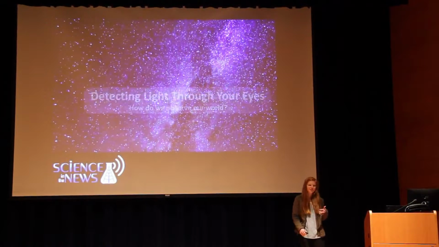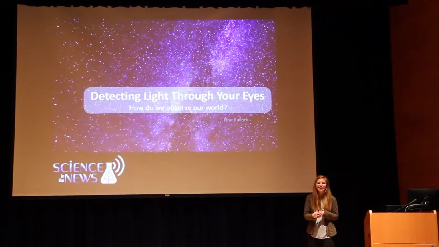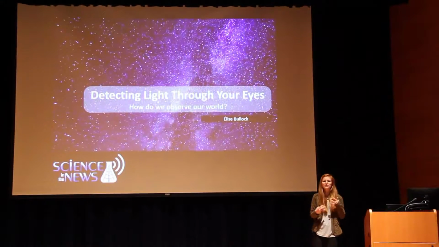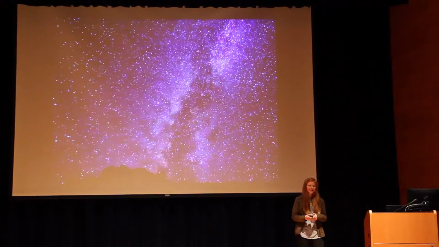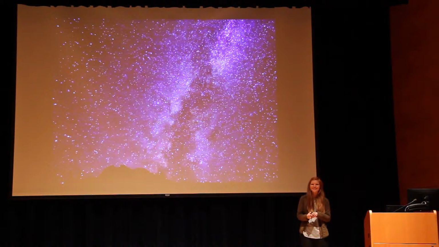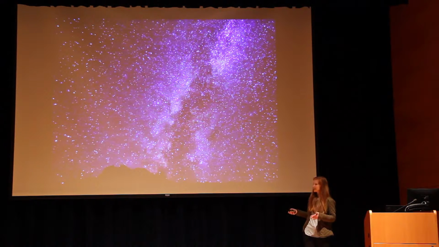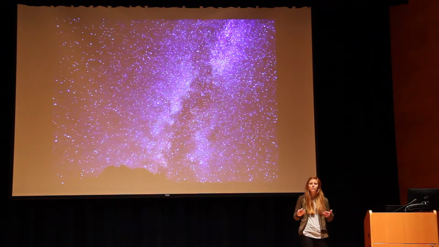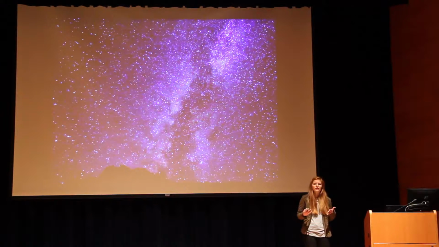So I'm going to talk a little bit about how we detect light through our eyes and how we can observe the world around us. So the first thing I want you to notice is this night sky. We can see many things in it. We can see the stars, we can see the Milky Way, we can even see some trees in the distance here. Our eyes observe things around us and allow us to make observations about our world. But what exactly are we observing? We're observing light. So let's look into how light is formed in our universe.